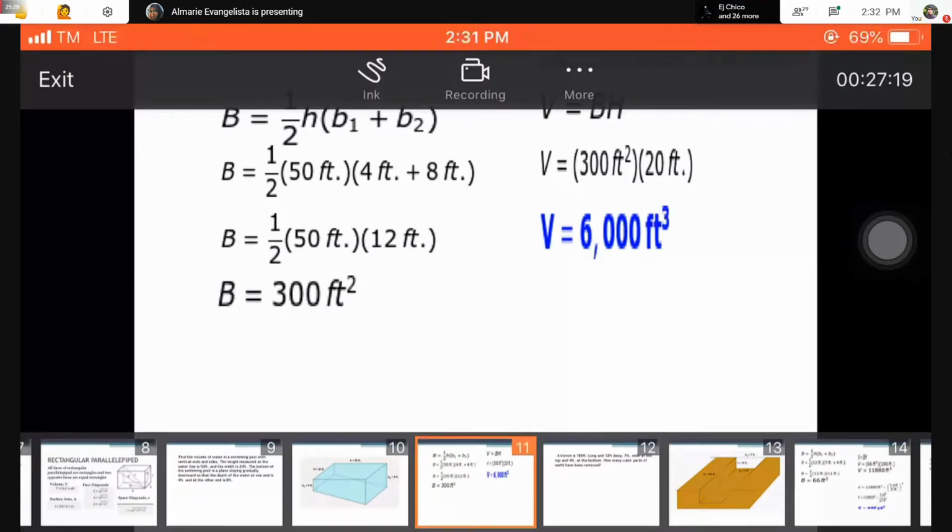Kunyari, need mo pa pala siya i-convert sa ganito. Ayun lang, take note lang tayo sa mga ganun.